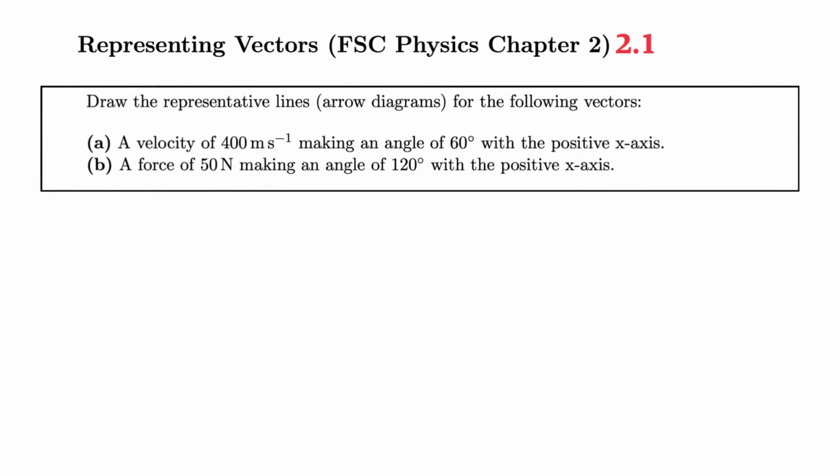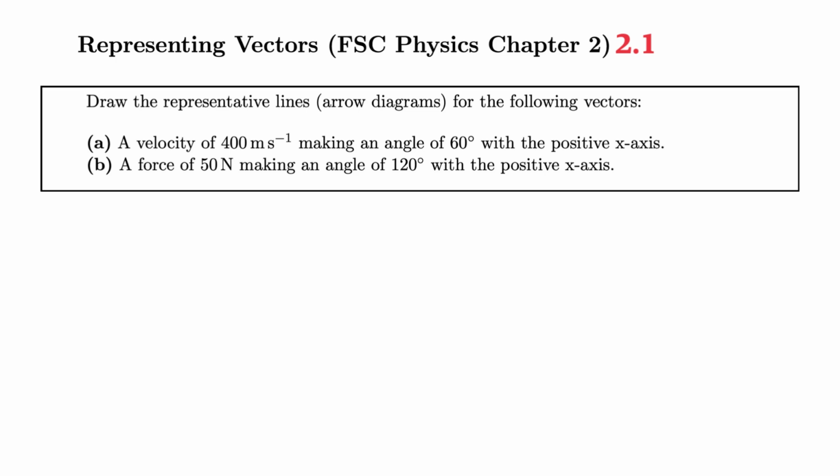Draw the representative lines for these vectors. A, a velocity of 400 meters per second making an angle of 60 degrees with the x-axis. B, a force of 50 newtons making an angle of 120 degrees with the x-axis. This is all about representing vectors as arrows on a diagram. It's simple, visual, and super useful for understanding directions and magnitudes.